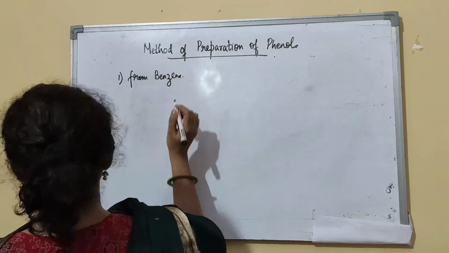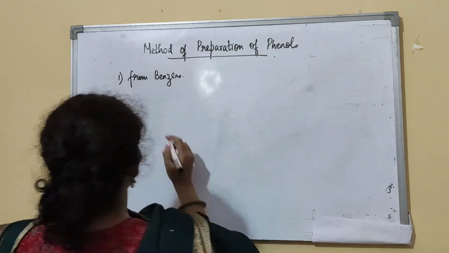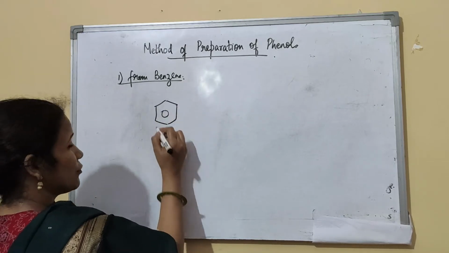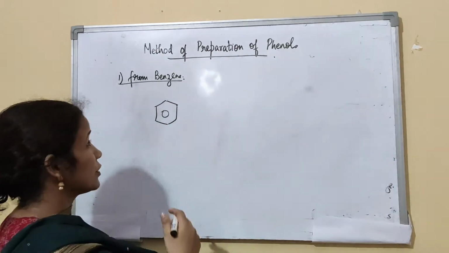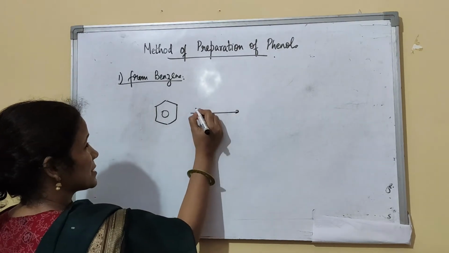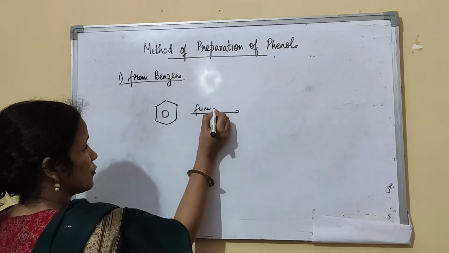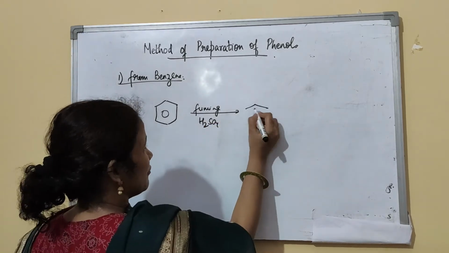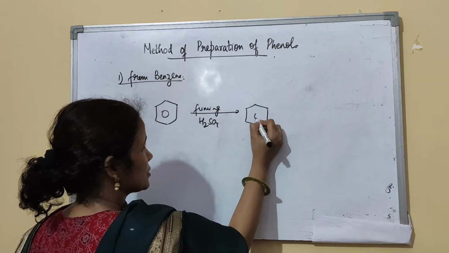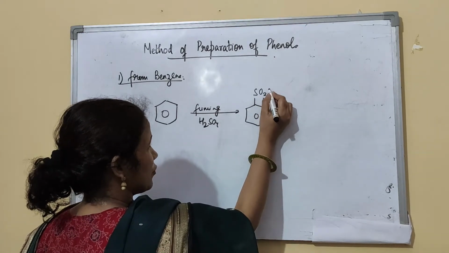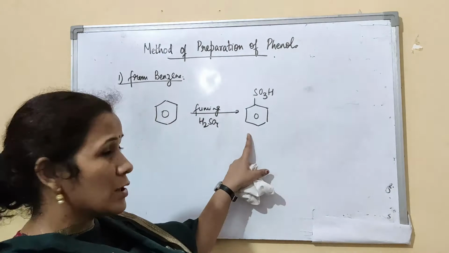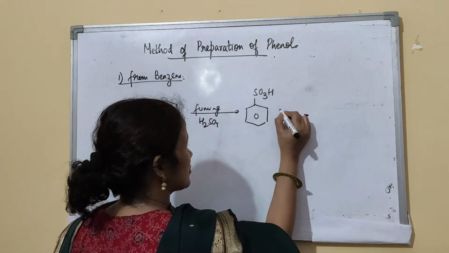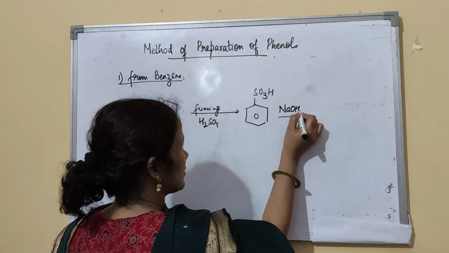So when we prepare it from benzene, we start with benzene ring and we do the sulfonation of benzene ring. Now how we do the sulfonation of benzene ring? We do it in the presence of fuming H2SO4, also known as oleum. So when we do this, we have a sulfonic group introduced here. So what we'll do, again convert it to salt. So converting it to salt, we will treat it with NaOH solution.